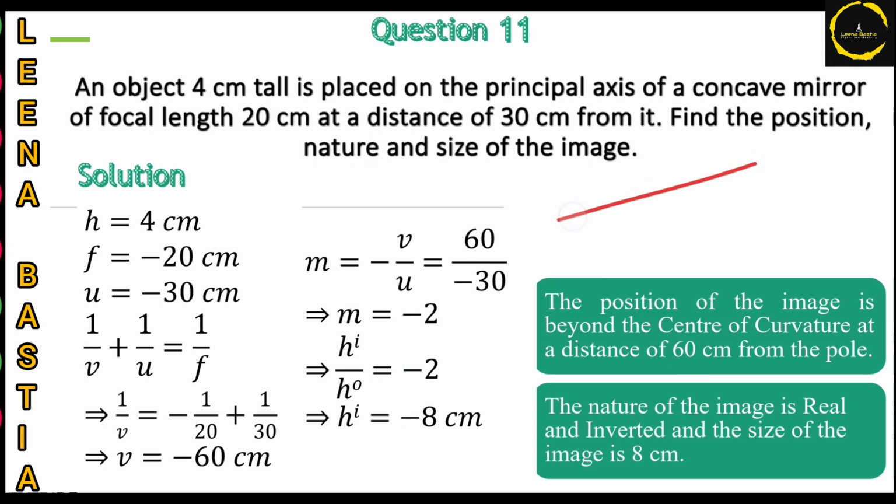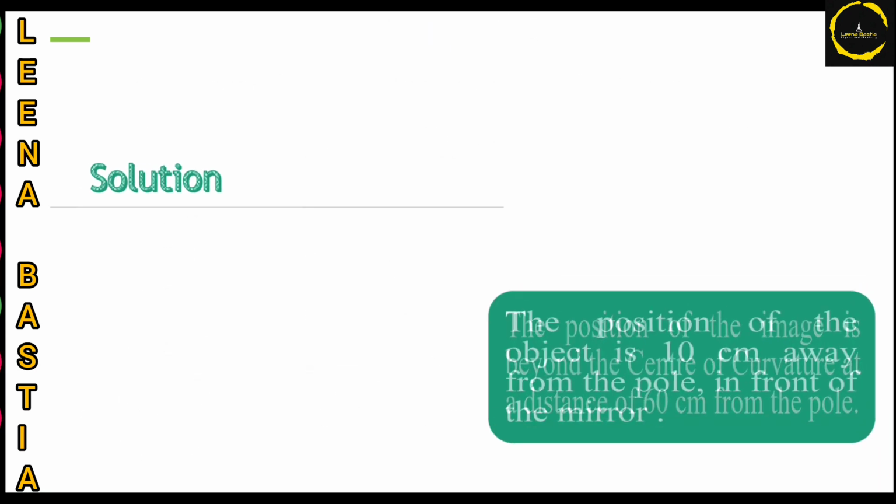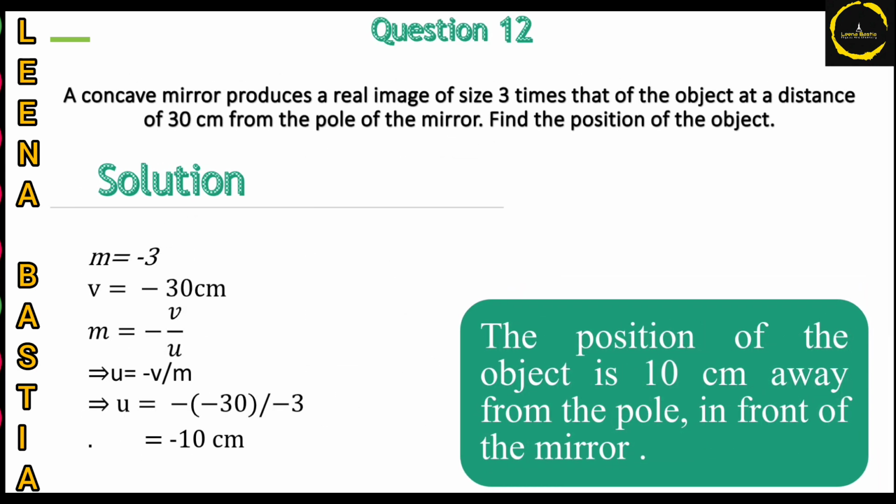Okay. Now the next one. Question number 12. Question number 12 is quite easy. You can just think about it. You can do it quite easily. A concave mirror produces a real image of size 3 times that of the object at a distance of 30 centimeter from the pole of the mirror. Find the position of the object.